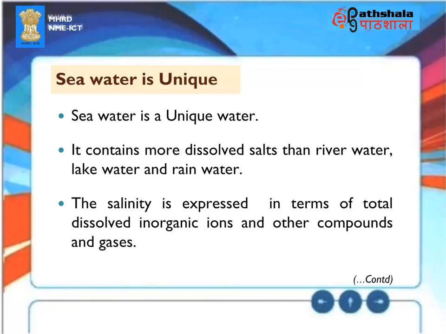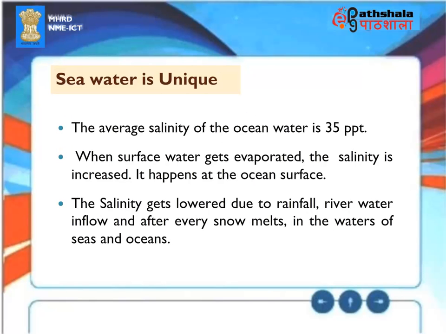Seawater is unique. Seawater is a unique water. It contains more dissolved salts than river water, lake water, and rainwater. The salinity is expressed in terms of total dissolved inorganic ions and other compounds and gases. The average salinity of the ocean water is 35 parts per thousand.